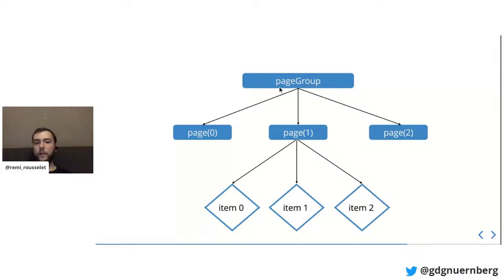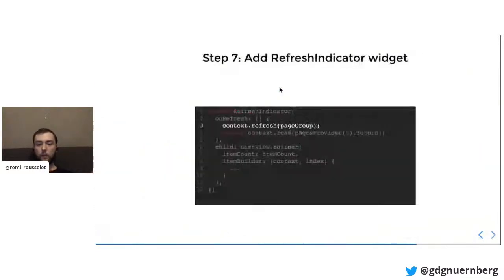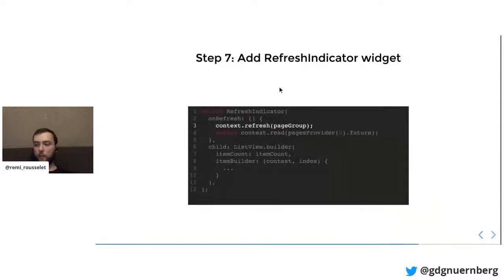And so the idea is that, since Riverpod is using unidirectional data flow, what you could do is refresh page group, which is the very root of this graph. And since everything else is depending on it, from the page to the items, refreshing page group will automatically refresh every descendant too. Which means that to implement the refresh indicator, the only thing you need to do is wrap your list view inside a refresh indicator, and then call this function named context.refresh, and pass the page group provider that we created previously, which is at the top of our graph, which automatically will invalidate the state of all the pages.